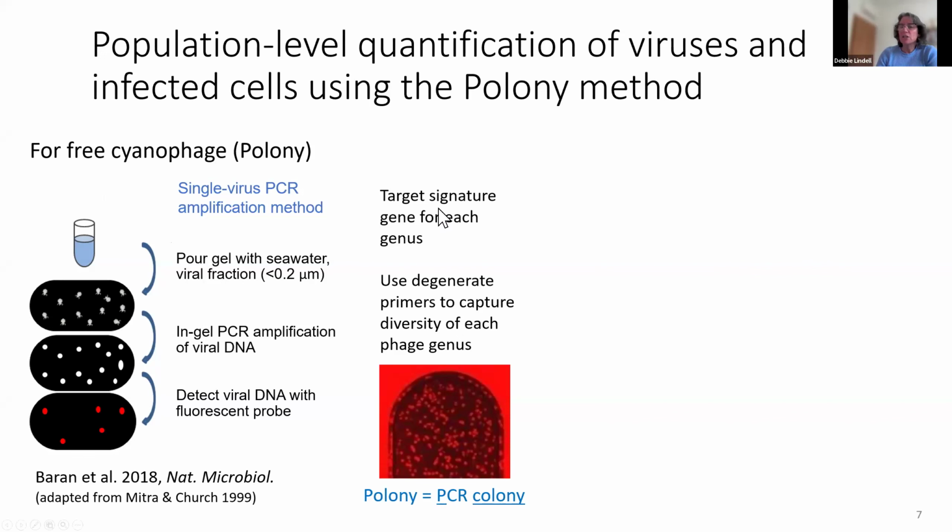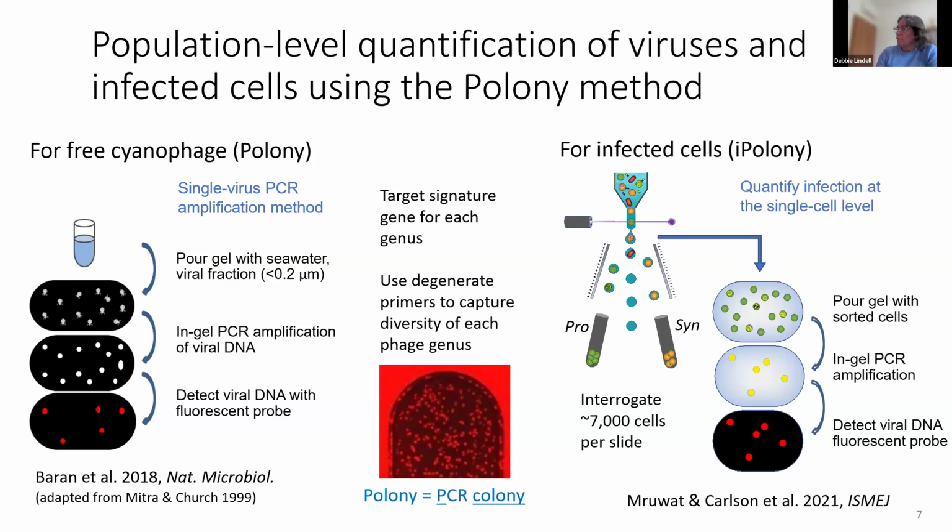So we use a target gene, like the DNA polymerase gene that Marcie talked about, to amplify these cyanophages, and then we use a probe to detect the amplified DNA from the viral fraction, and then we can count the number of viruses of T7-like or T4-like in our samples. Perhaps more importantly, we can use this method in a similar fashion to determine and quantify infection.